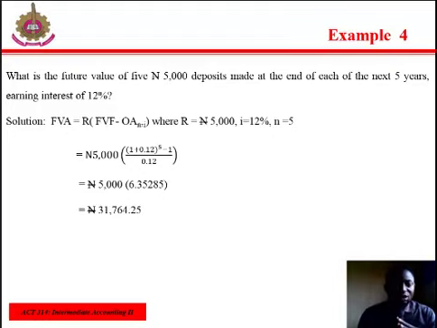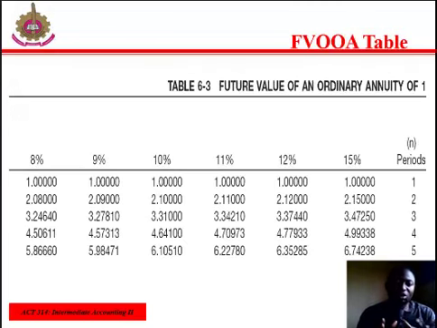So, using the slide above, how we calculated the future value, when you slot in all the figures, you arrive at 31,764.25 naira as the future value of the annuity. So this is the future value table. In this table, you have the period and the rate, so you can easily get your value using the table.